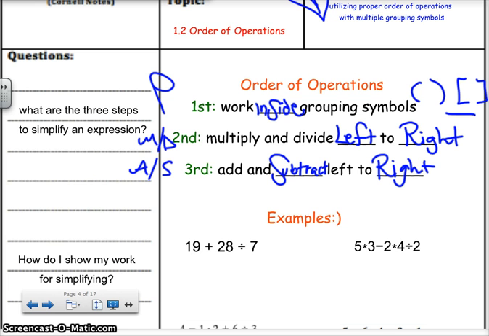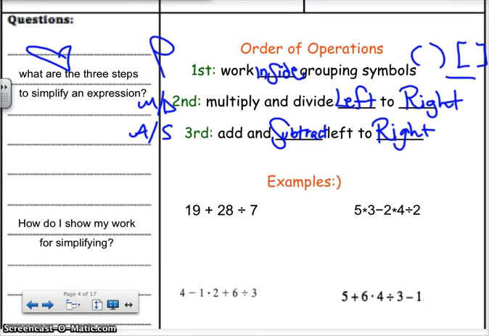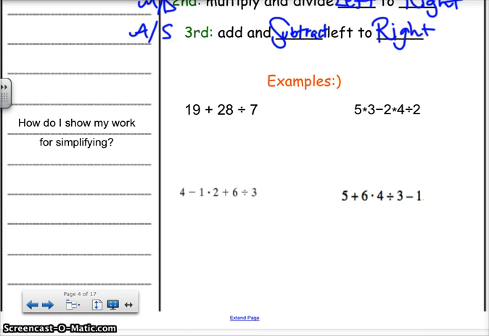So if you look at your guiding questions, what are the 3 steps to simplify an expression? Your goal, to answer them as a study tool, is to not even have to look at them. To just think, okay, first I do parentheses, then I multiply and divide, then I add and subtract left to right. And now we're just going to start applying. I'm going to show you how you should show your work.